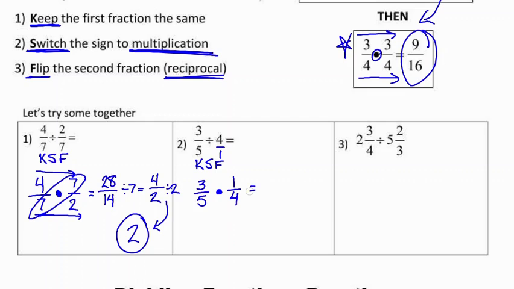3 times 1 is 3. 5 times 4 is 20. Doesn't end in 5 or 0, both of them are not both even. Does not end in 0. Are not doubles. Evil 3 does not work, so 3/20 is your answer.